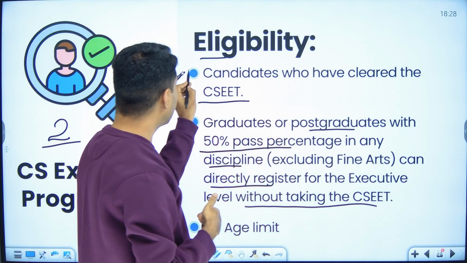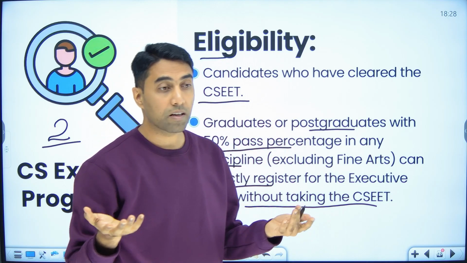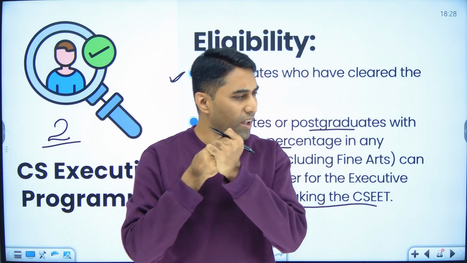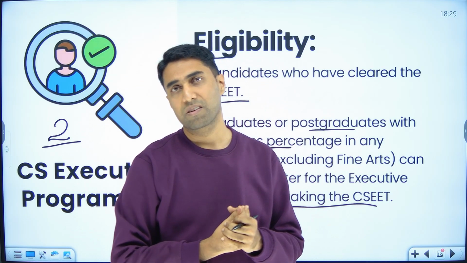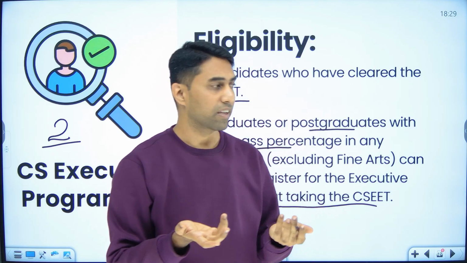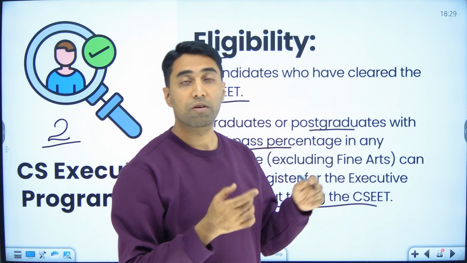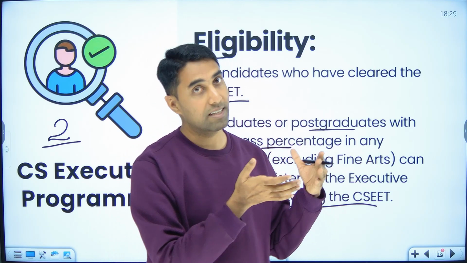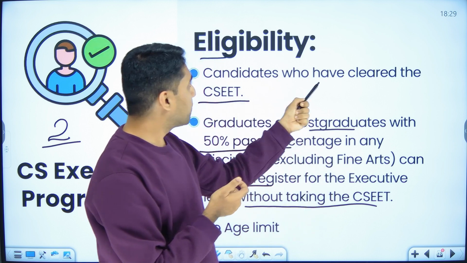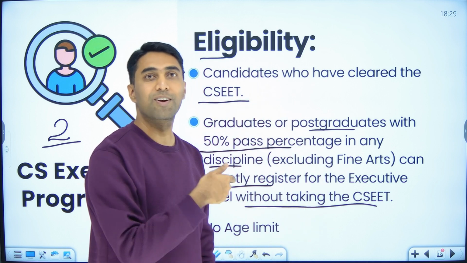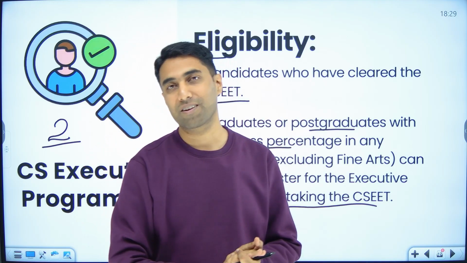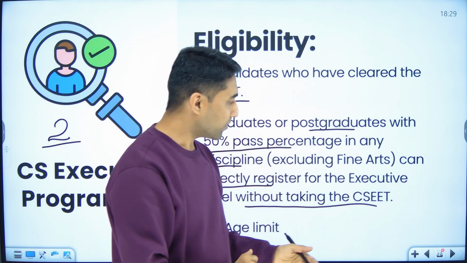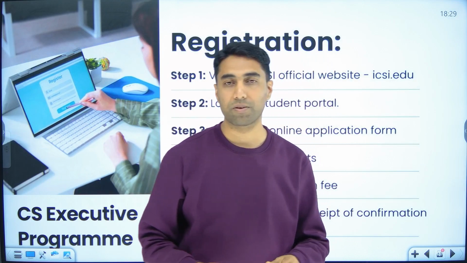Why? Don't think there could be something wrong. I had a student who was very bad in science, but parents forced him to go to science. So he got some 47%. He did not get 50%. So he went back, wrote the CS entrance test, CSEET, passed it, and because he passed CSEET, he came. So even if he did not get 50% in graduation, through CSEET he has come for the company secretary course, and that is the eligibility which you need to understand.